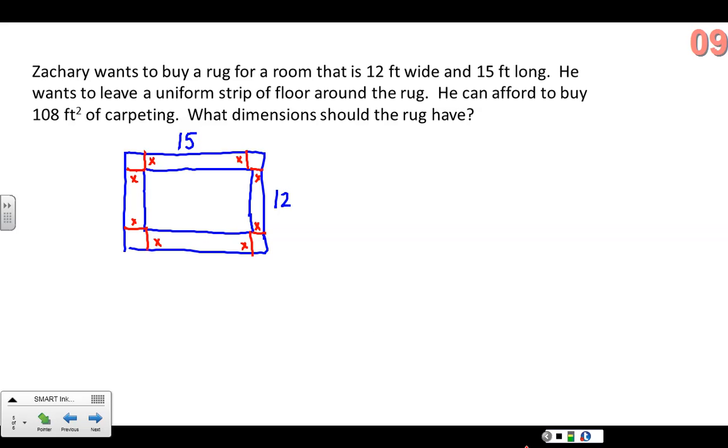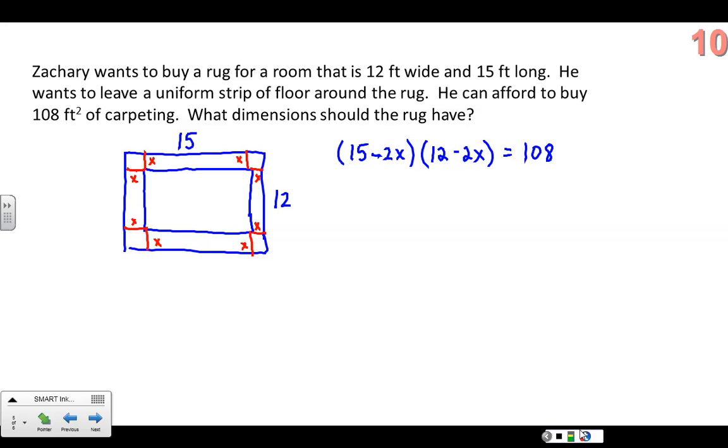So the dimensions of my rug, according to the picture that I've drawn here: the length of the rug could be 15, but if I take off x from both ends, that's going to take away 2x of length. So the length would be 15 minus 2x. Now the width should be the same thing. The width of the original rectangle is 12, but if we take off x from top and bottom, that would be 12 minus 2x. But we know that the area of that rug can only be 108 square feet.